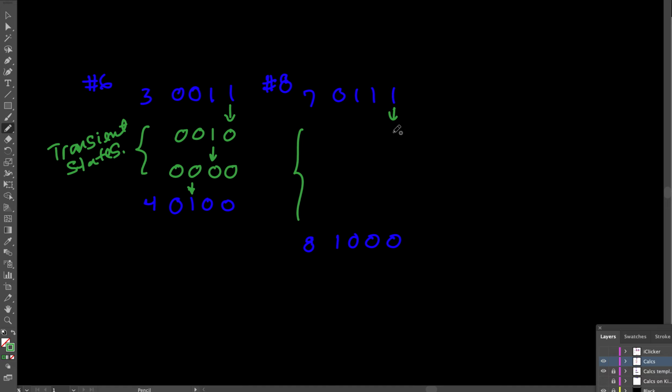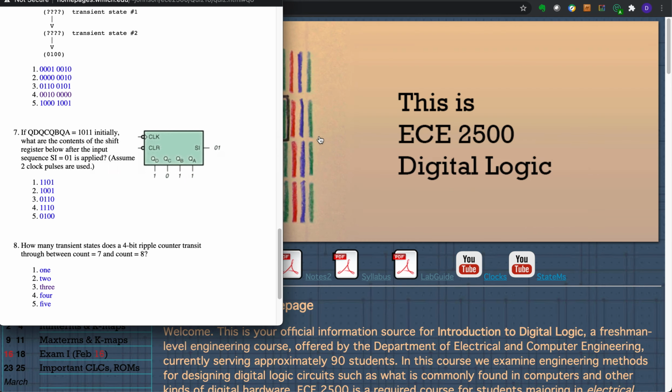So let's change the first flip-flop stage and keep the other ones the same. Change the second flip-flop stage, keep the other ones the same. Change the third one here. By the way, you keep on going until you hit the final number here. And then finally, we arrive at the number here. Now the question asked, is the number of transient states 2, 3, 4, or 5? 1, 2, 3, 4, and 5.